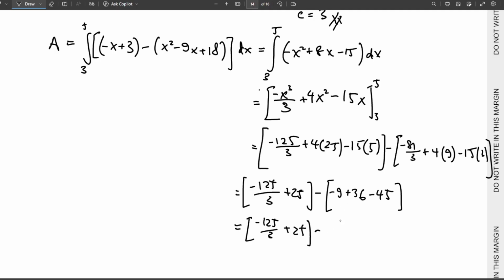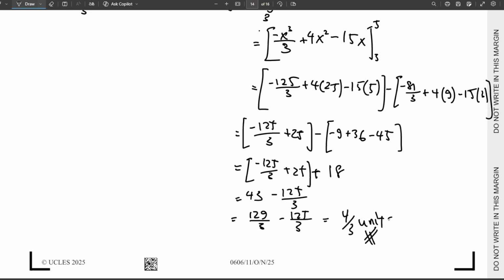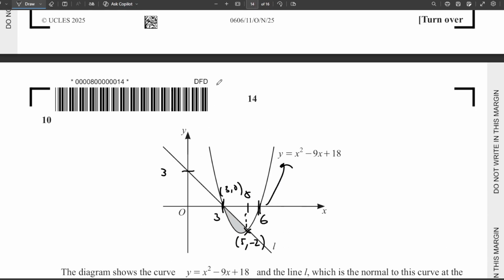Okay, this second term we can completely solve. Minus 45, 28, if I'm not mistaken, 28, right? Okay, sorry, this second part you get 18. So 18 and 25, so 43 minus 125 over 3, so we do the conversion, 129 over 3, 125 over 3, yep, so 4 over 3. So the area will be 4 over 3 units squared. That's the final answer for this question.